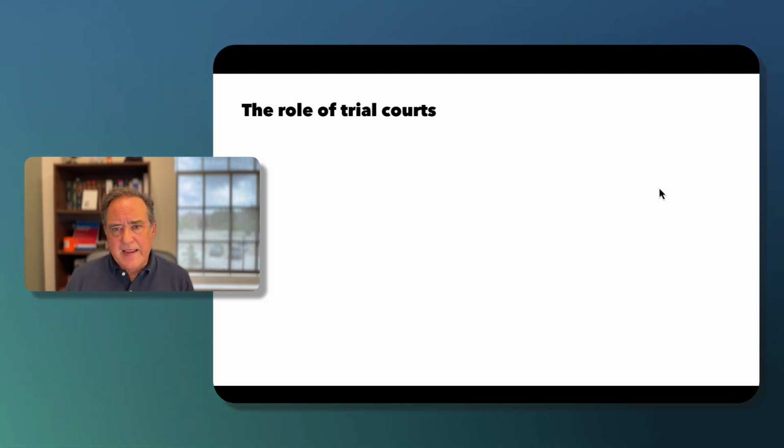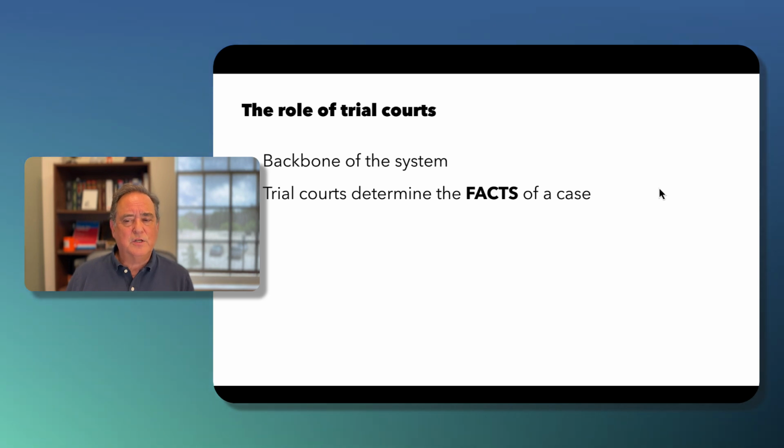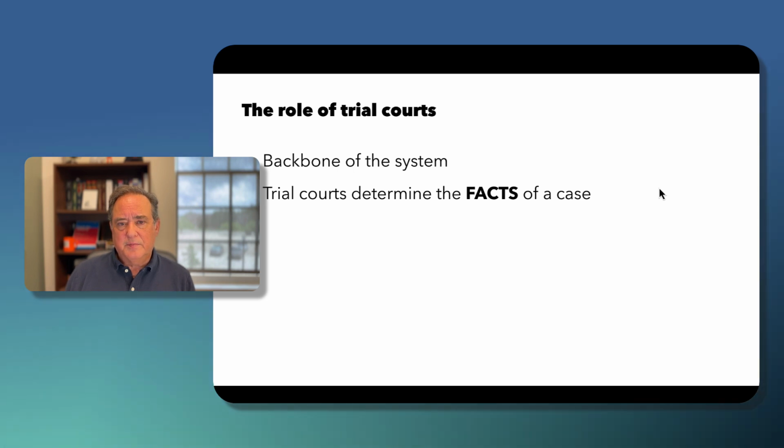The trial courts, state trial courts, are the backbone of the American judicial system. They are the heart of the American judicial system. Most disputes are going to be brought in state trial courts. The vast majority of cases are brought in a trial court within the state. And the trial court has one very important function, which is to determine the facts of a case. The trial court has the power to determine what actually happened in the dispute.